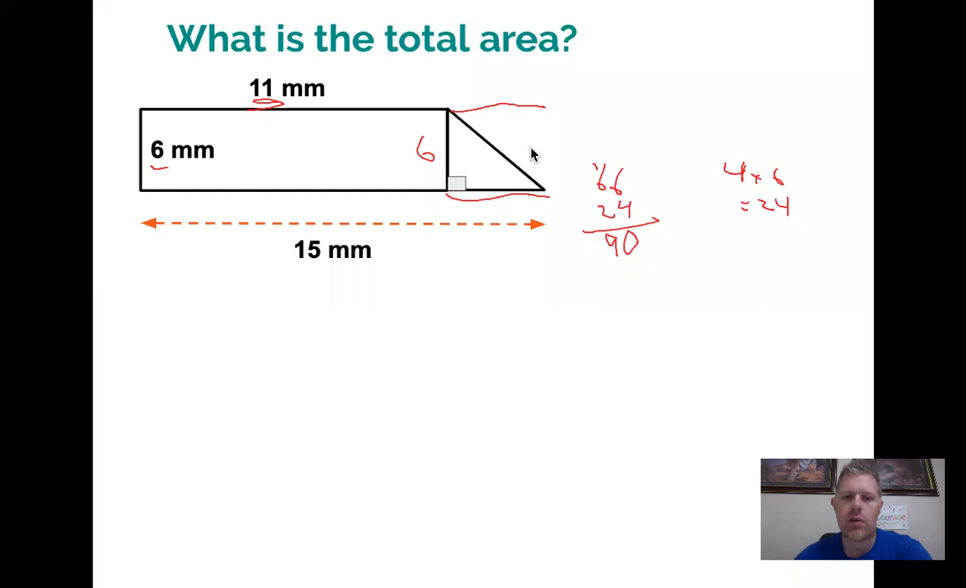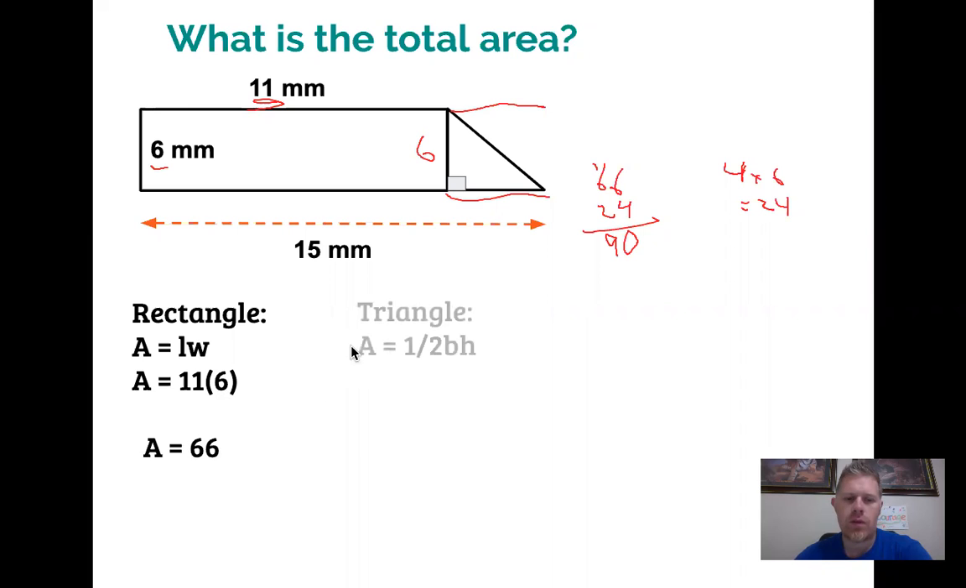Let's see if I did that right. Length times width, so we're going to do 11 times 6, 66. Then triangle, 1/2 times the base times height. There we go, I forgot to do the 1/2. That's okay, it's okay to make mistakes. So it's not going to be 24. That's good erasure.